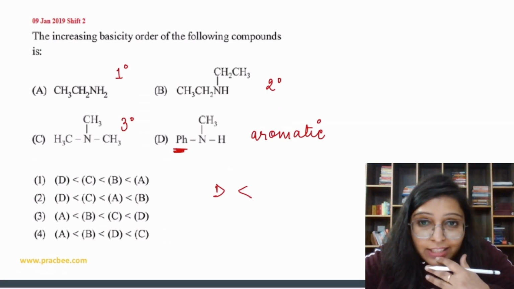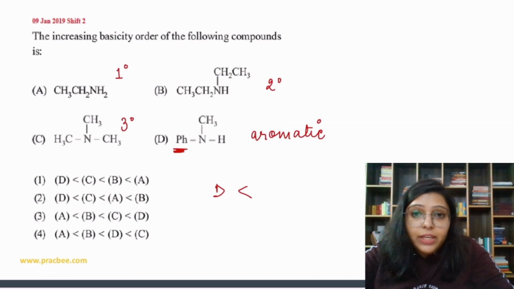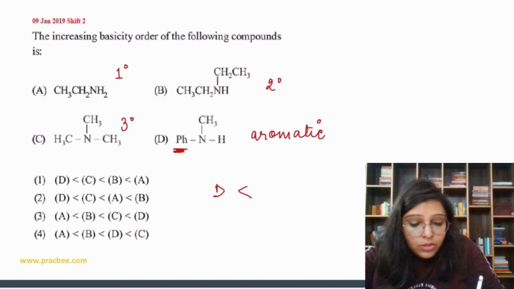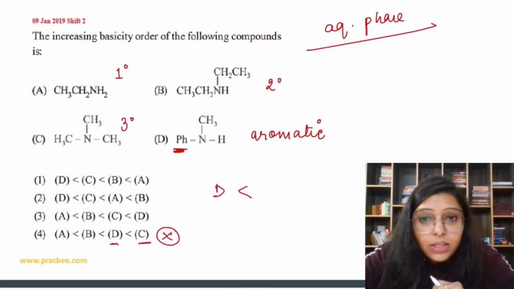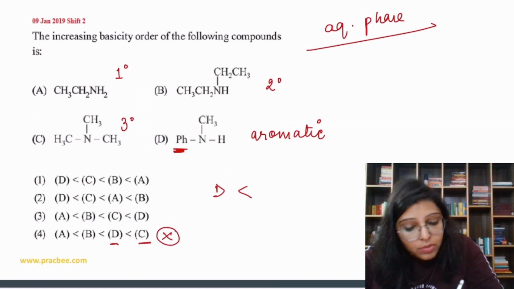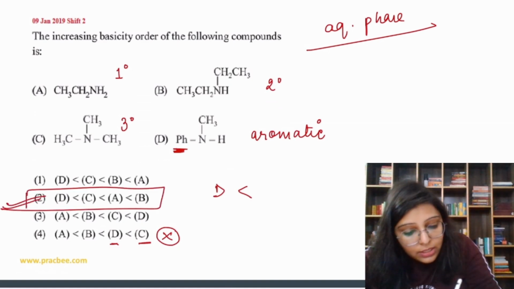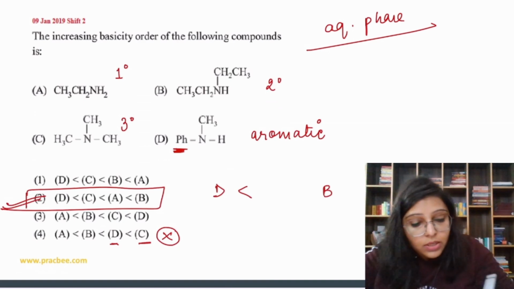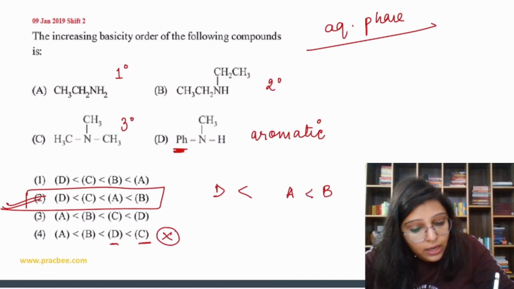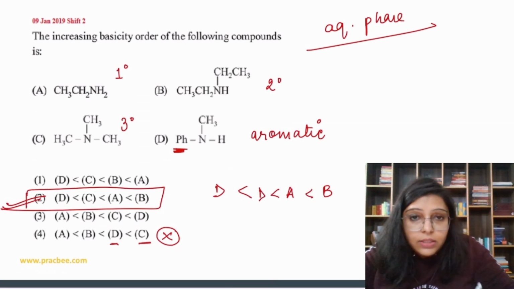So if we see this part, 3 degree, it means C is going to be the most basic, so we have option C, and after that we have option D, so we cannot have this answer. It means we have to find out the answer with respect to aqueous phase. So in aqueous phase 2 degree is going to be most basic, so B is going to be most basic, D is going to be the least basic, so we have option number 2 as the correct answer. D is going to be least basic and B is going to be most basic. Then we have A and then we have D.